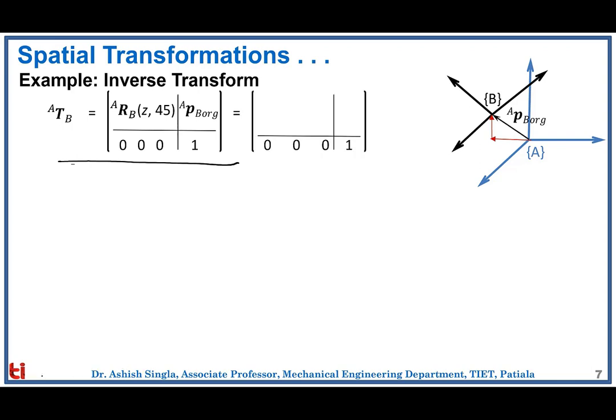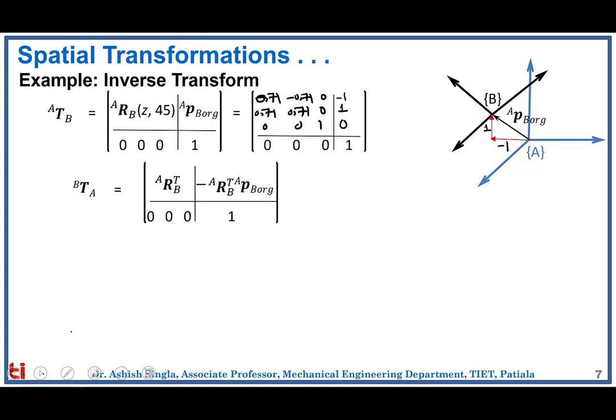Let's write this known data: 0.71, minus 0.71, 0.71, 0.71, 0.001. And we know that the origin of B with respect to A can be written this way: we go minus 1 in the x direction and 1 in the y direction, so it is minus 1, 1 and 0. So this is the original transformation matrix, which is known to us a priori. Now we want to calculate its inverse. The inverse matrix is given this way.